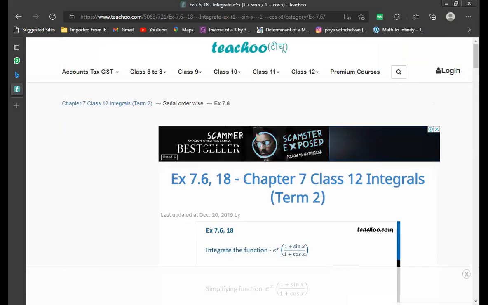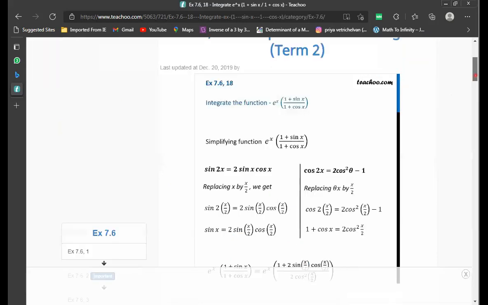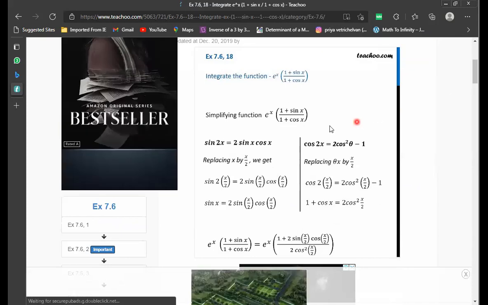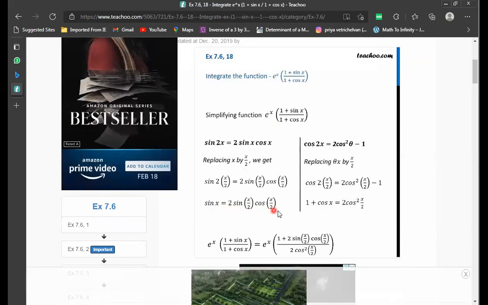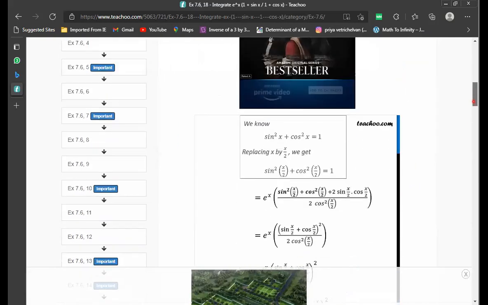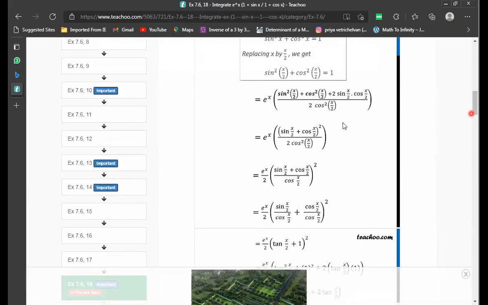So e power x into 1 plus sin x upon 1 plus cos x. They're just rewriting sin x as 2 sin x by 2 cos x by 2 using the half angle formula, and 1 plus cos x they are writing as 2 cos square x by 2. So they're just rewriting this as a square plus b square plus 2ab, which is a plus b the whole square.